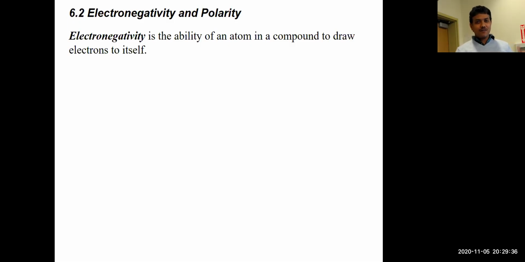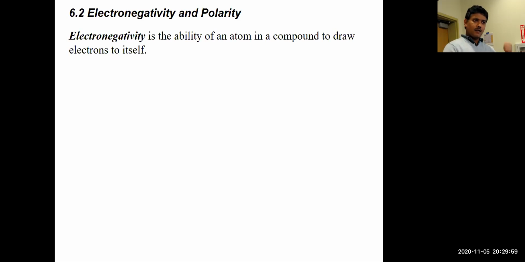All right, let me define what electronegativity is. Electronegativity is the ability of an atom in a compound to draw electrons to itself. That's all electronegativity is. Again, it is the ability of an atom to draw electrons to itself. Why are we talking about drawing electrons to itself?